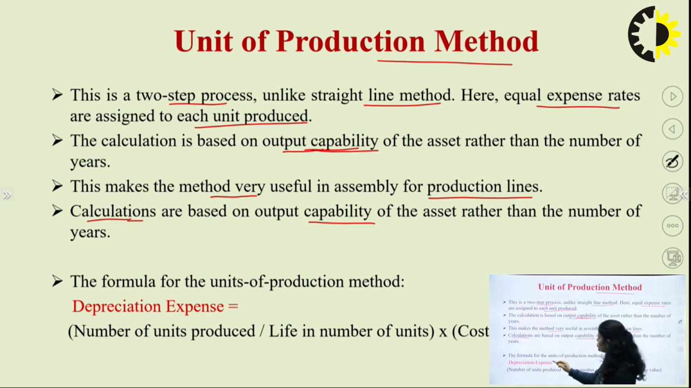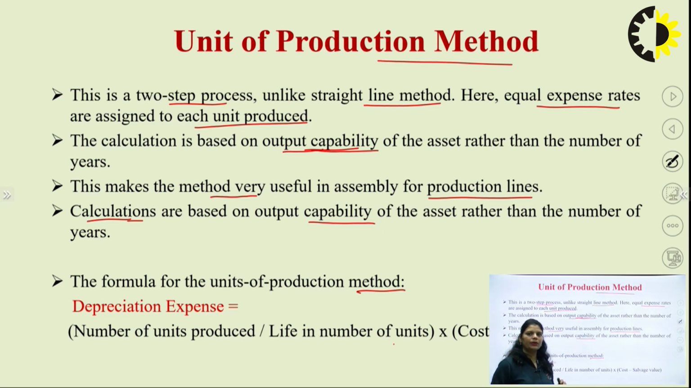So, the formula for the units of production method. How will we calculate the depreciation expense here? This will be the number of units produced divided by the life in number of units, into cost minus salvage value. Using this particular formula, we can find out the depreciation cost of the particular asset.